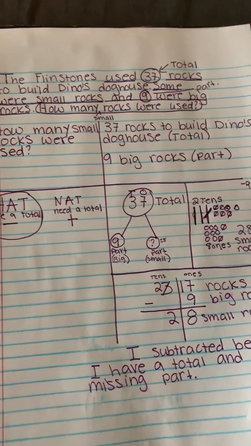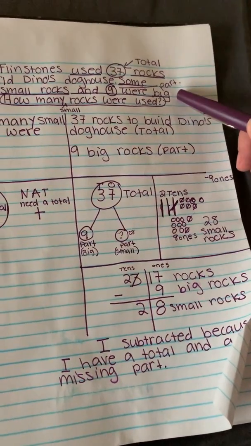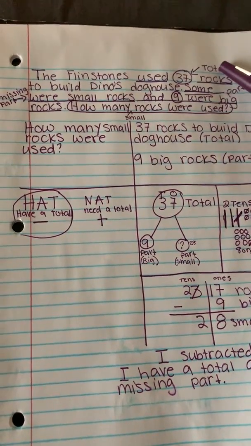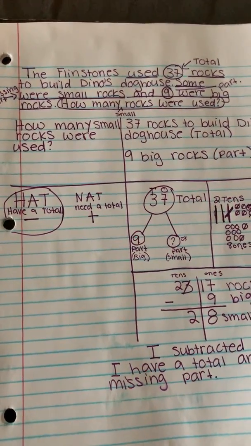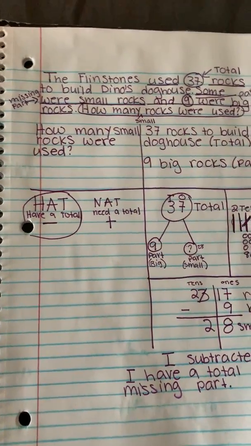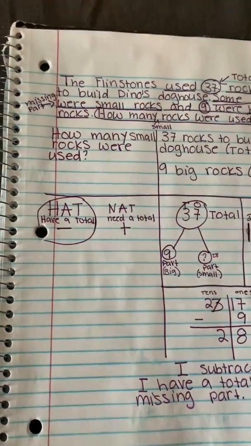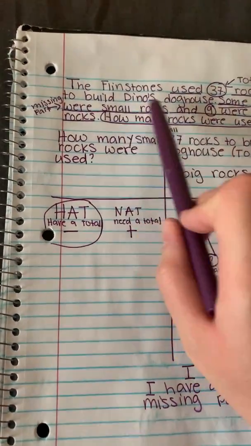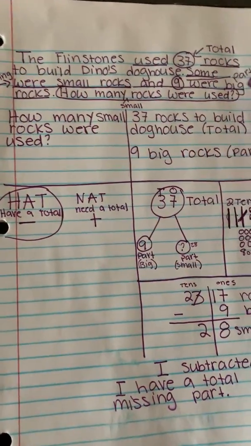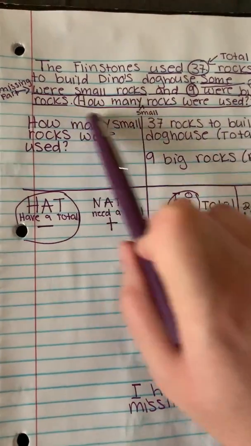So students are expected to identify the total, and if there's no total in the word problem, they're going to write no total out to the side. So 37 is our total because it tells us exactly how many rocks were used to build Dino's doghouse. Some were small rocks is our missing part because it doesn't tell us how many small rocks were used. 9 big rocks is our part. And then how many small rocks were used is our question.